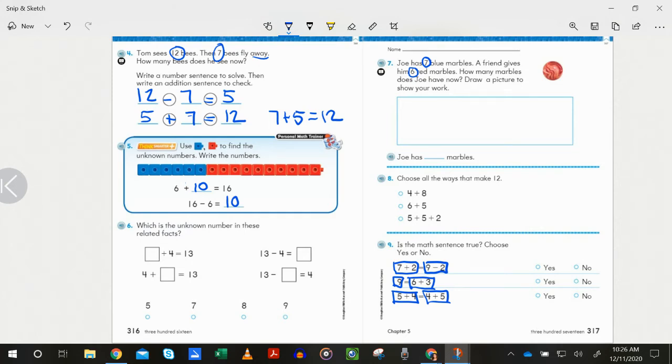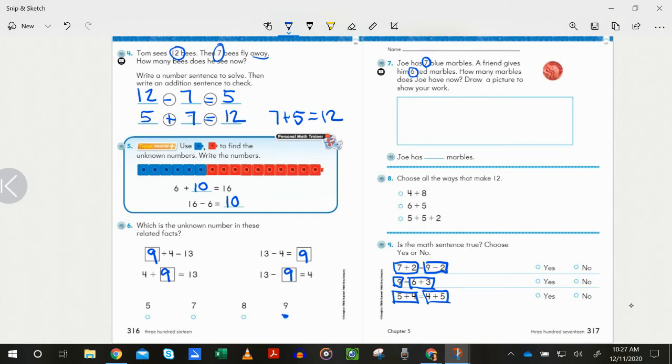Related facts. Number 6, which is the unknown number in these related facts? Blank plus 4 equals 13. What is it? 1, 2, 3, 9. Okay. 9 plus 4 equals 13. 4 plus 9 equals 13. 13 minus 4 equals 9. 13 minus 9 equals 4.